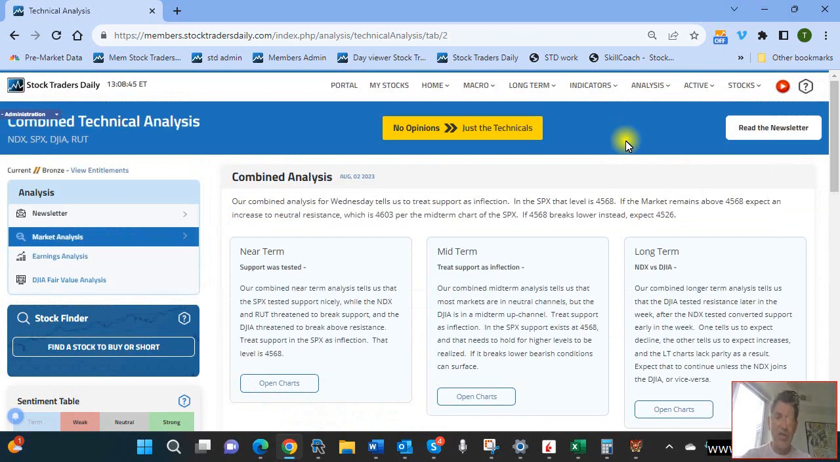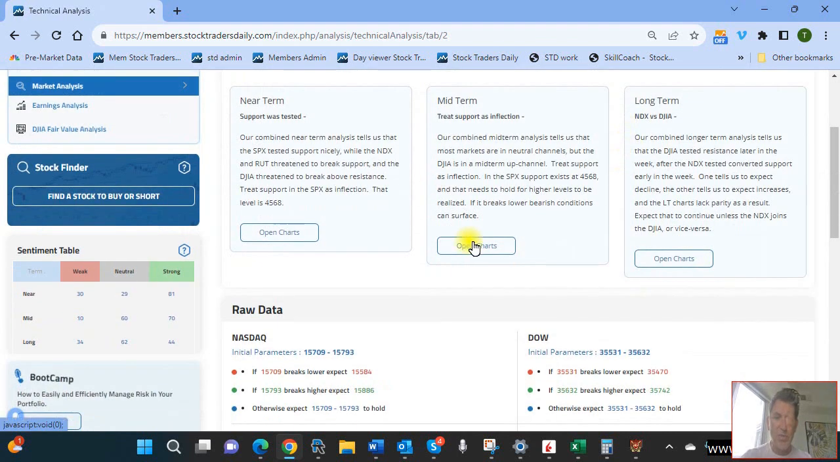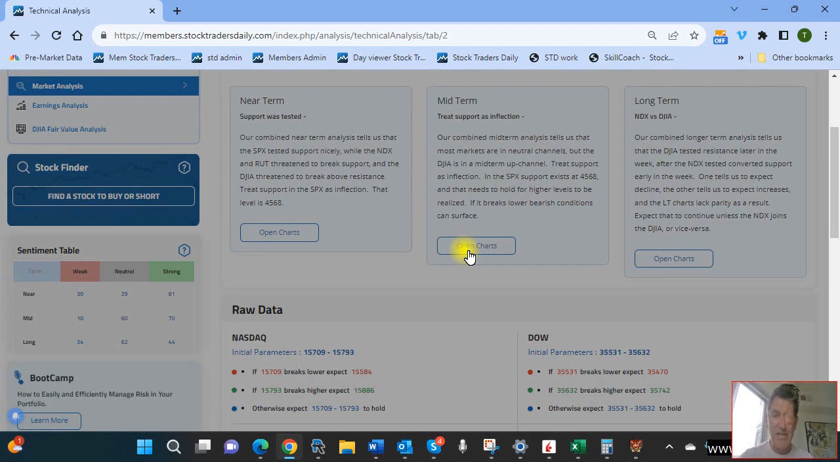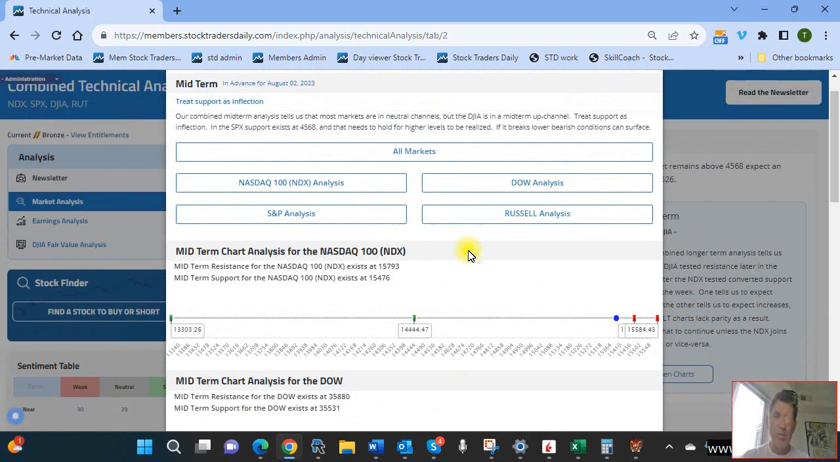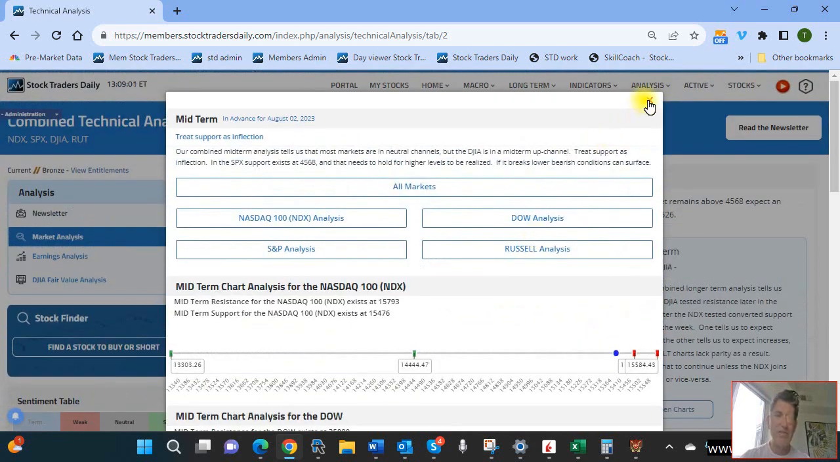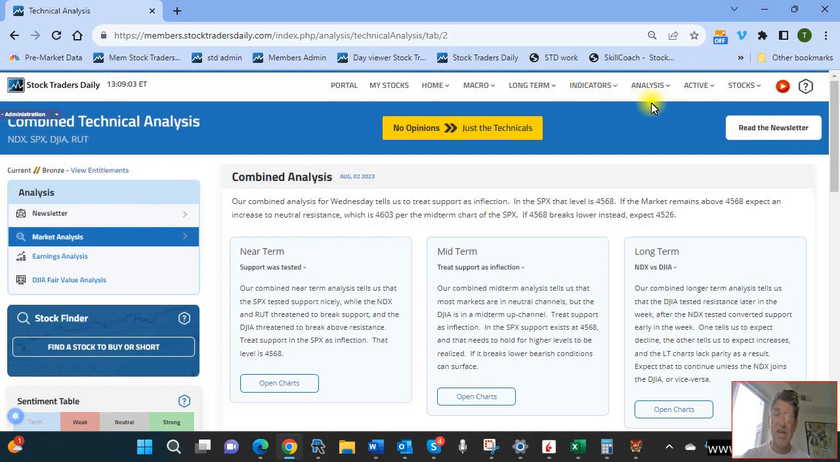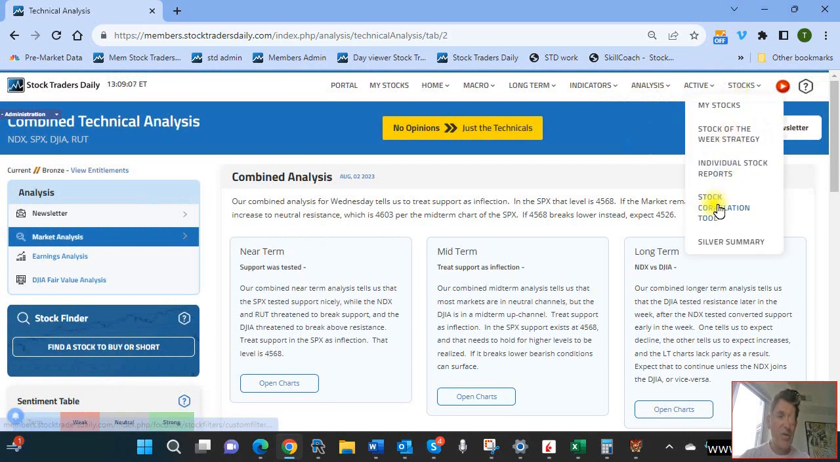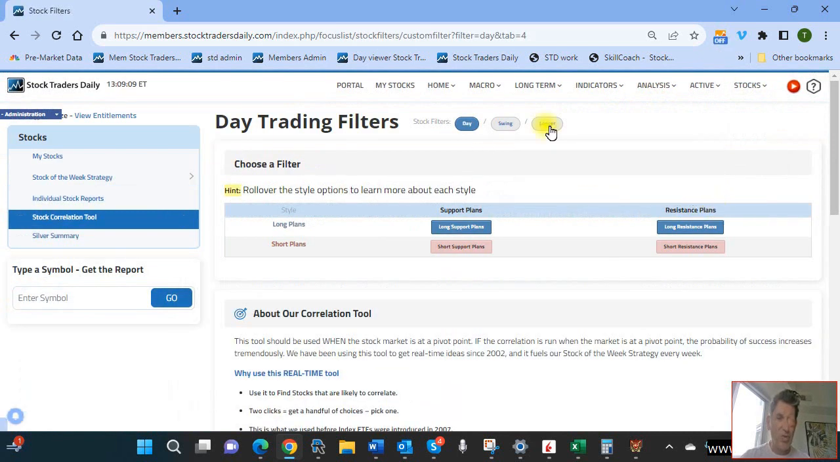You have a look at the market. You determine where you think the market's going to go. Midterm basis, we're talking about a swing trade because it's for the week that's coming up. We conduct this analysis on the weekend. Define where the markets are, having a look at support and resistance levels. Do your analysis yourself or use ours. But after you're done, go back to the stock correlation tool.